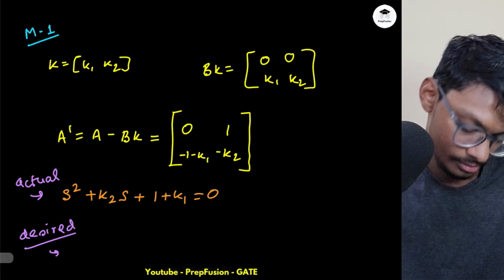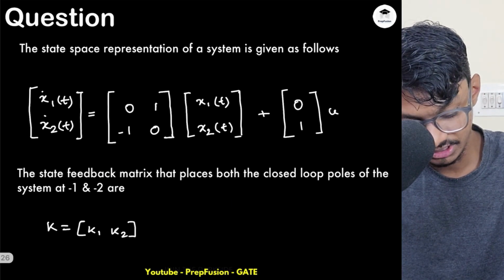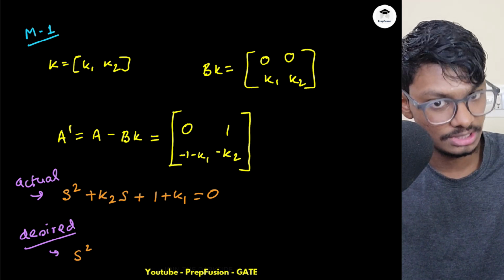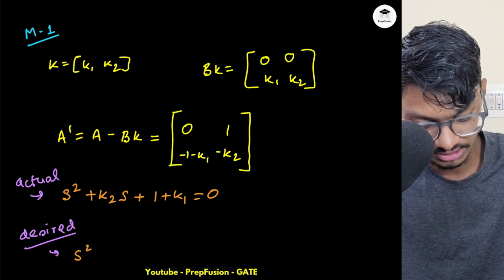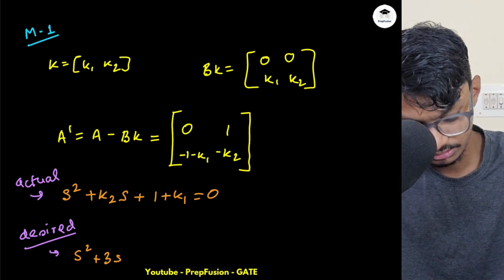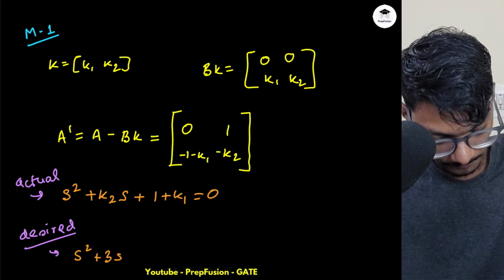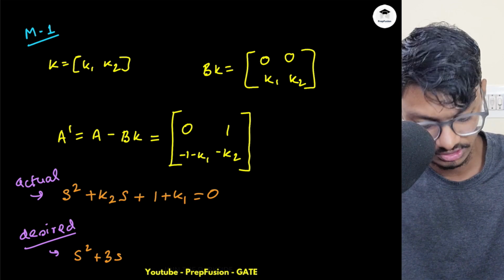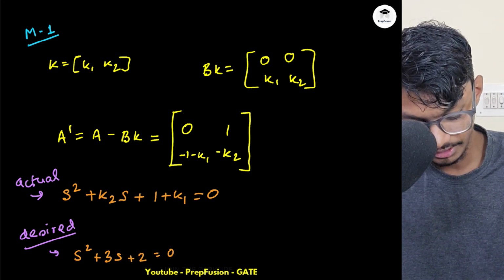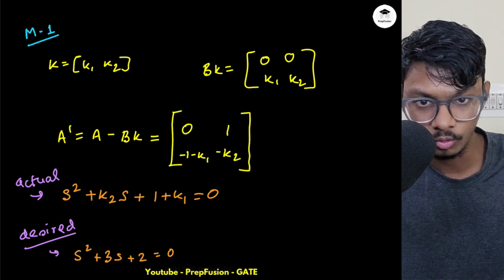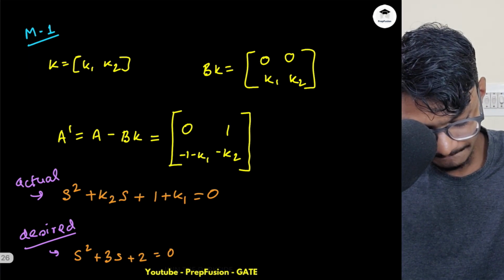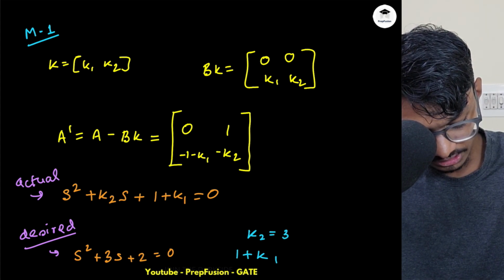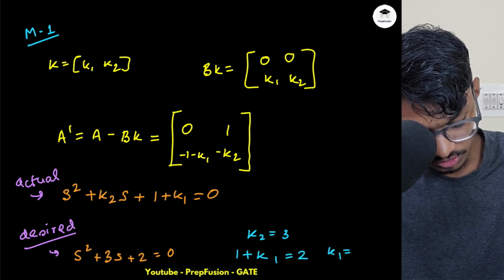Now my desired characteristic equation: the pole locations are -1 and -2. So what will be the characteristic equation? It will be S square minus the sum of the pole values, which is -1 -2, which is -3, and minus of minus is plus 3S, plus the multiplication of the pole values, which is -2 into -1, that is plus 2, equals 0. So I can directly compare. I don't need to go to that other method. So K2 will be equal to 3, and 1 plus K1 will be equal to 2. So K1 will be equal to 1.